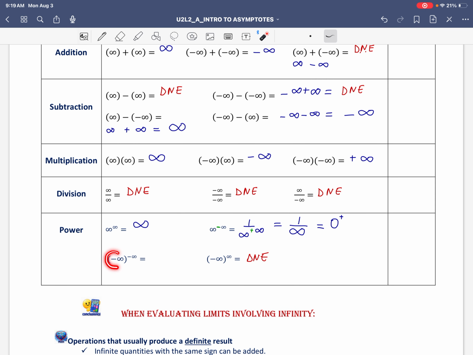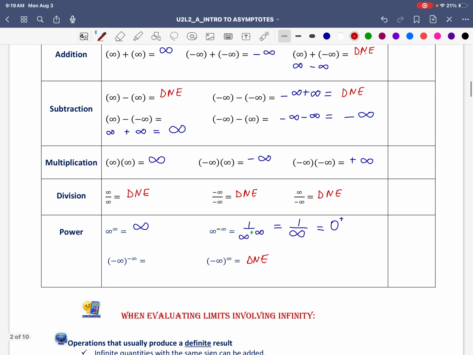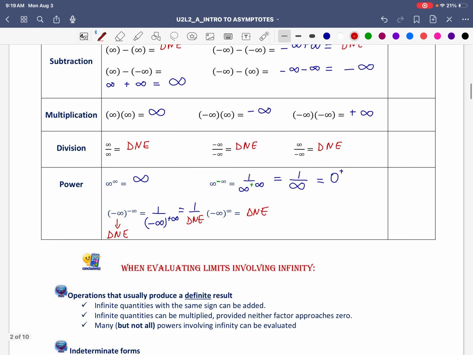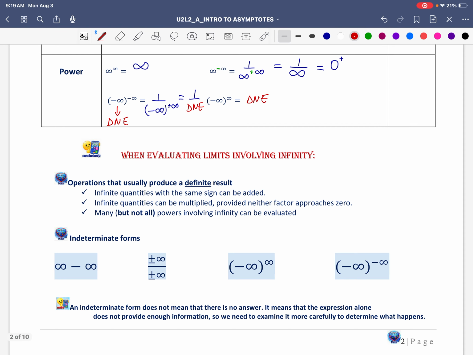In a similar way, negative infinity to the power of negative infinity, if we made an attempt to apply the exponent laws, will be 1 over an undefined number, which makes this entire term undefined, or it doesn't exist. Now, in conclusion, when we evaluate expressions that involve infinities, when can we evaluate them and when can we not? Is there a rule that we can remember or memorize?